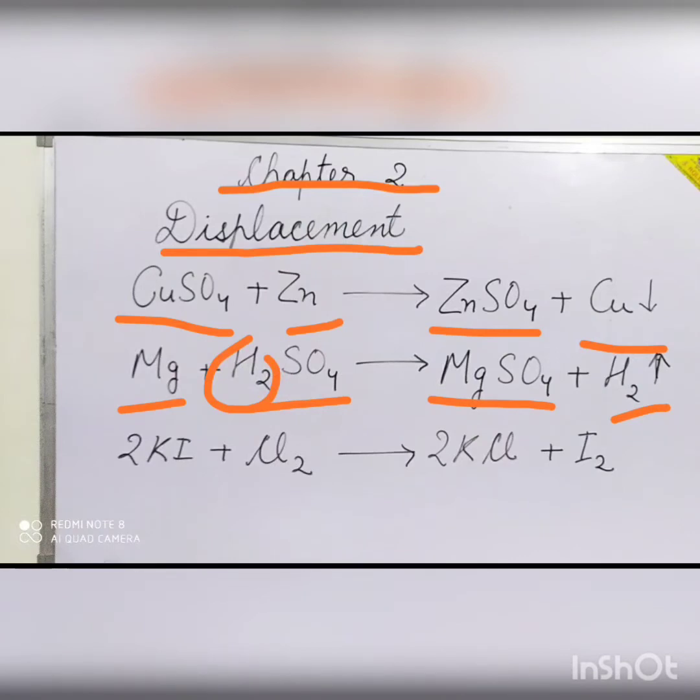Another example, pass the chlorine gas through a solution of potassium iodide. The colorless solution turns yellow-brown as iodine appears. Here also, the iodine is being replaced by chlorine because chlorine is more reactive than iodine. From these examples, it can be noticed that in metals, zinc is more reactive than copper and magnesium is more reactive than hydrogen. In non-metals, chlorine is more reactive than iodine.